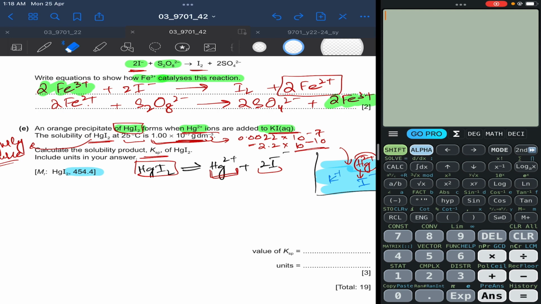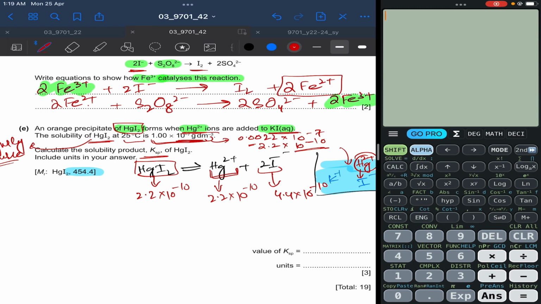So if the concentration of HgI2 is 2.2 into 10 power minus 10, then the concentration of Hg2+ would also be 2.2 into 10 power minus 10, and the concentration of iodide ion would be double of that. So it would be 4.4 into 10 power minus 10.